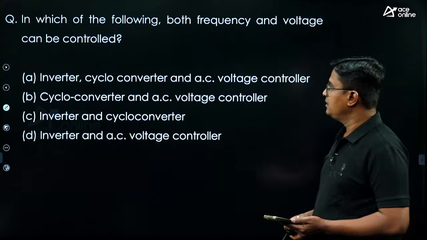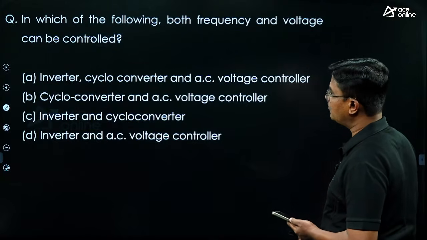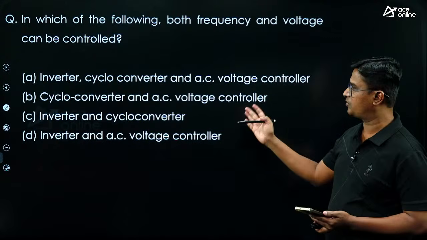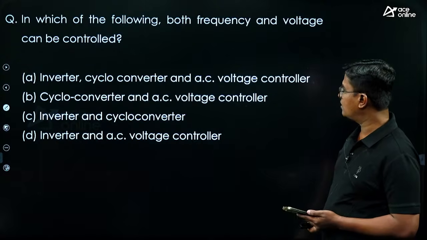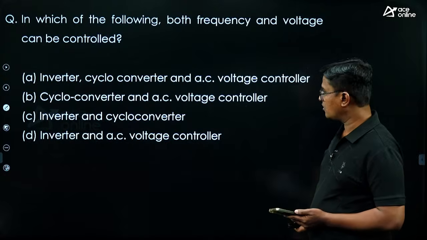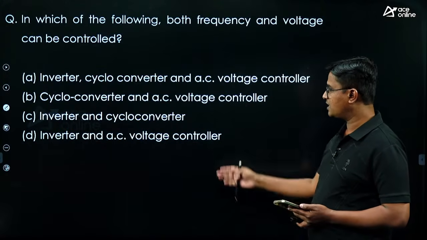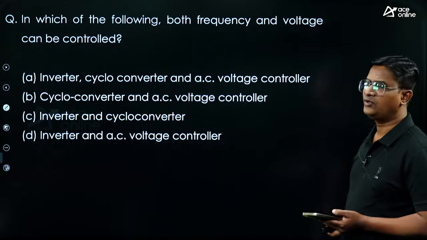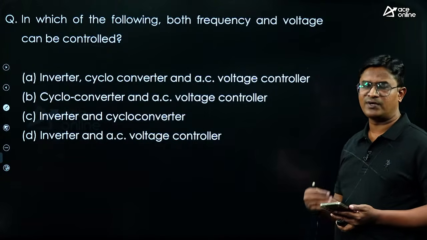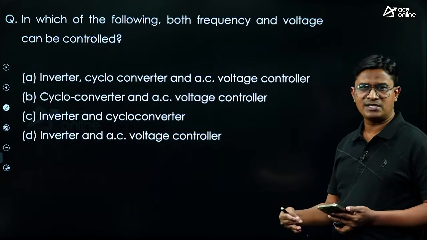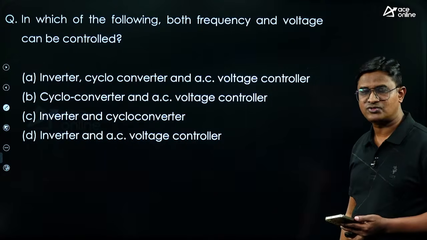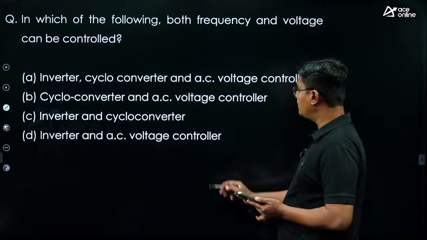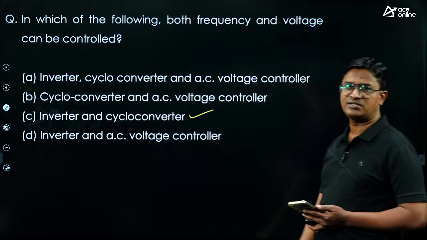Next, in which of the following can both frequency and voltage be controlled? Controlled means variable voltage, variable frequency output. Inverter, cycloconverter and AC voltage controller; cycloconverter and AC voltage controller; inverter and cycloconverter; inverter and AC voltage controller. We know an inverter converts DC to AC, and my inverter will give me output in the form of variable voltage and variable frequency. Cycloconverter also gives the output as variable voltage, variable frequency. So cycloconverter and inverter, these two will give variable voltage, variable frequency.